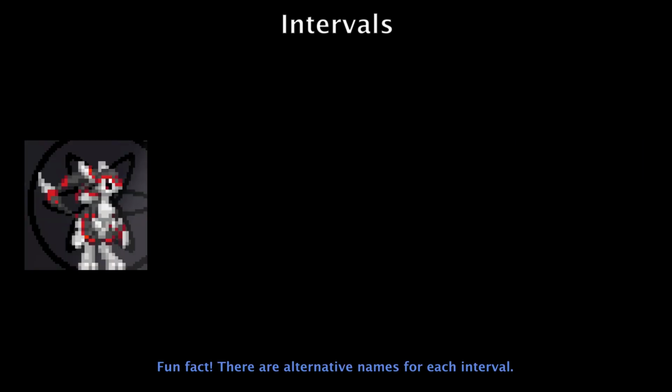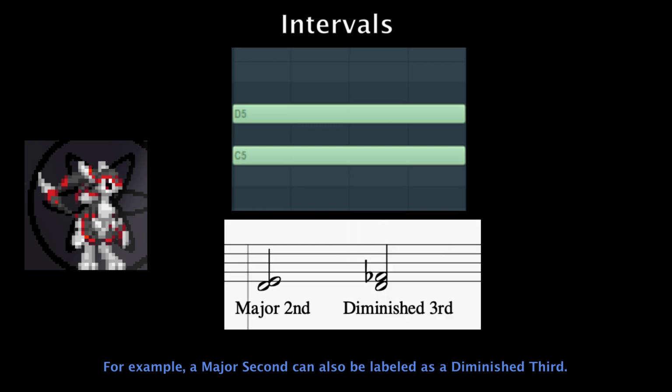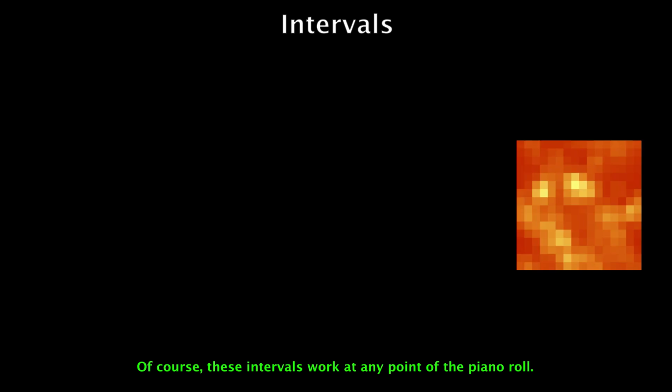Fun fact, there are alternative names for each interval. For example, a major second can also be labeled as a diminished third. These alternate names may be used depending on the context. Of course, these intervals work at any point of the piano roll.